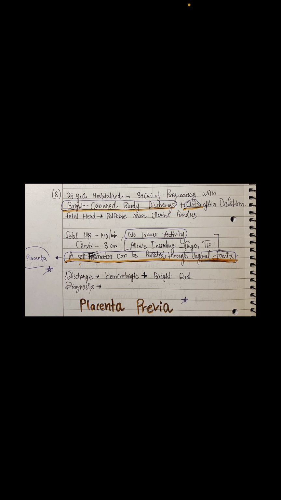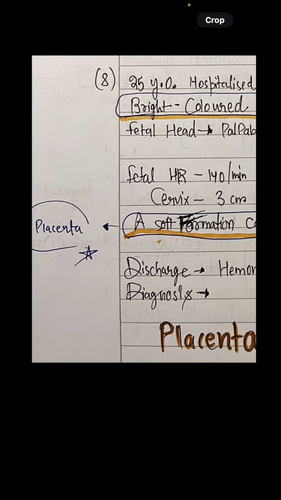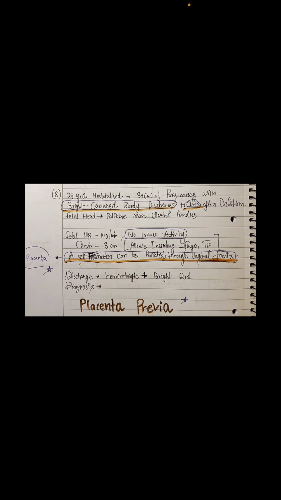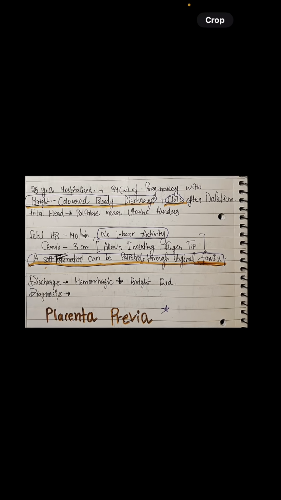Next the question says the fetal heart rate is 140, which is okay. No labor activity, which is not okay. Cervical opening is 3, which is low, allowing insertion of one fingertip. This line is the main one for this question, which we need to remember: a soft formation can be palpated through the vaginal fornix. Near the vaginal fornix or vaginal opening, what soft formation can be there? The question is screaming that the placenta is there. The soft formation that can be palpated through the vaginal fornix is the placenta.